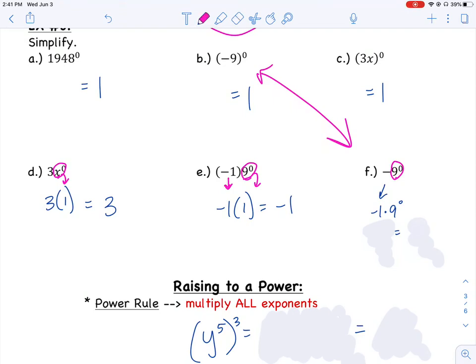Well, we know that anything raised to the 0 power, 9 to the 0 power, is 1. And what's the opposite of 1? -1, right? Or I could say that there's a coefficient of -1 and it's being multiplied by 1. So I get -1 as my final answer. So parentheses here make a big difference on what is raised or not raised to that exponent. So be careful with that one.